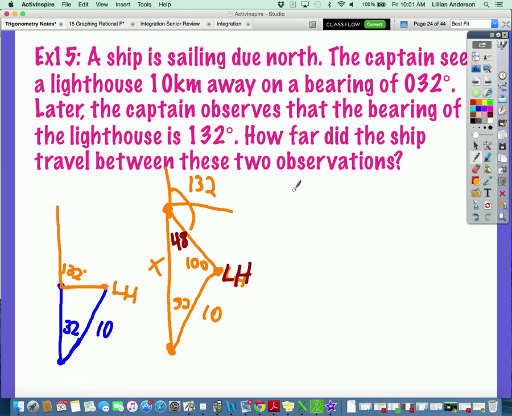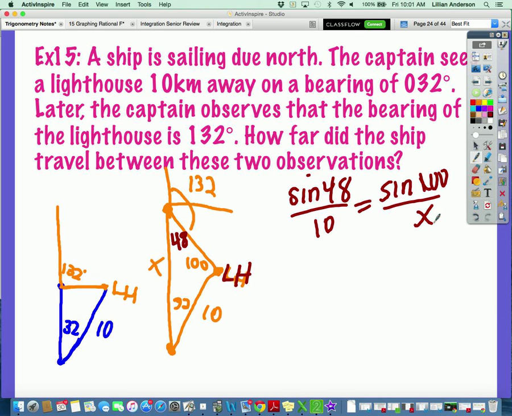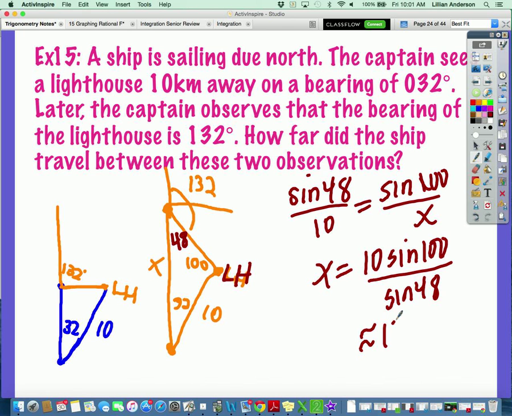So how would I set this up to find X? Sine 48 over 10 equals sine 100 over x. You know what I meant. So to find X, I'm going to multiply sine 100 by 10 and then divide it by the sine of 48 to get 13.3. You guys agree? Yeah. Good stuff. Here's the next one.